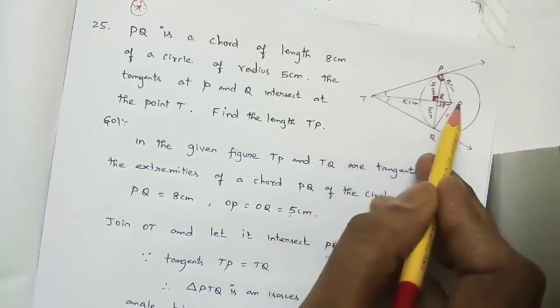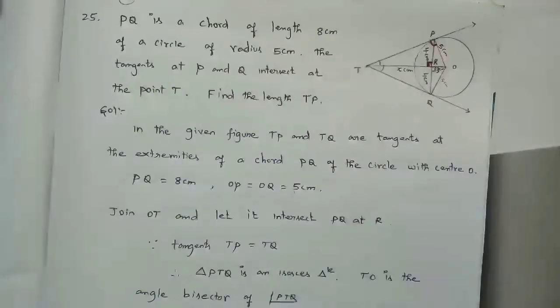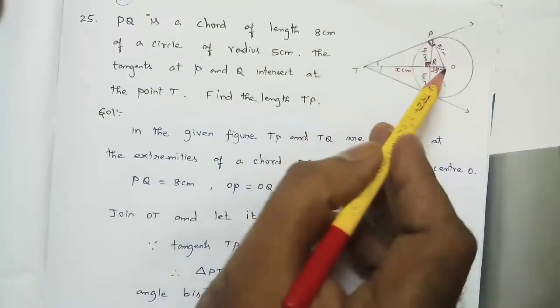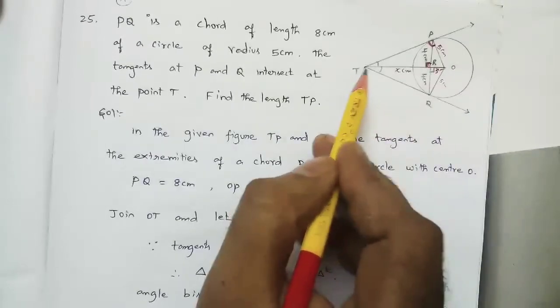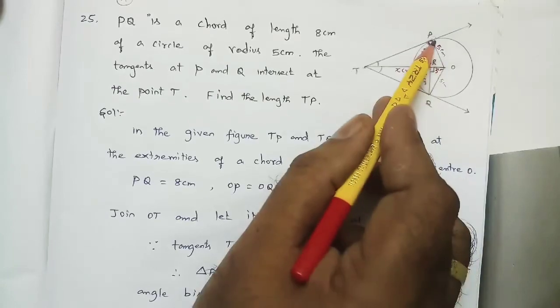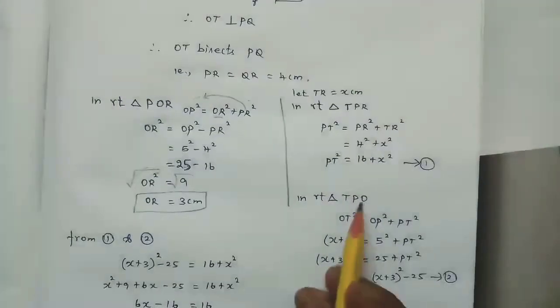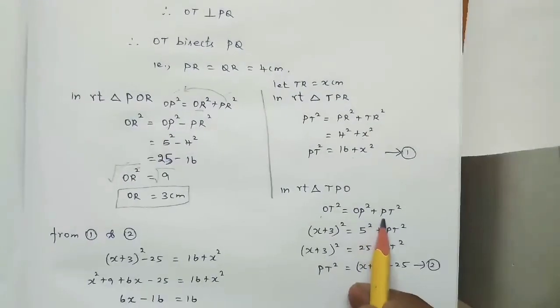OT square is equal to... the right angle is at P, right? So the hypotenuse is OT. OT square is equal to OP square plus PT square. That's what I have taken. See, OT square is equal to OP square plus PT square.